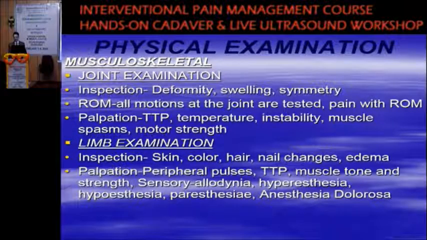Muscle tone, strength, and then sensory examination, you do allodynia, hyperesthesia. If they have allodynia, they will not let you touch their limb. As soon as you put your hand to examine them, they will withdraw their limb. You know that they have allodynia when they do that. So that is in CRPS, they do that. Hyperesthesia, heightened sensation. Hypoesthesia, lowered sensory perception. Paresthesia, altered sensory perception. Anesthesia dolorosa.